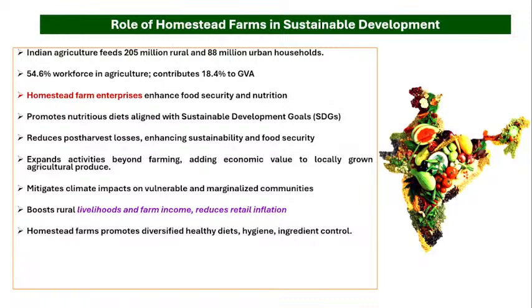Similarly, homestead processing at the farm level can help us achieve the sustainable development goals, especially zero poverty, zero hunger, and health and well-being. These can be achieved when we process foods at the homestead level, create a livelihood, and ensure food security. We can also promote diet diversification.